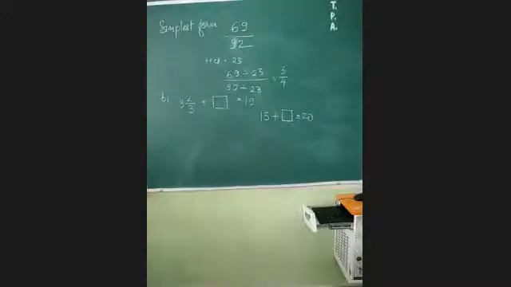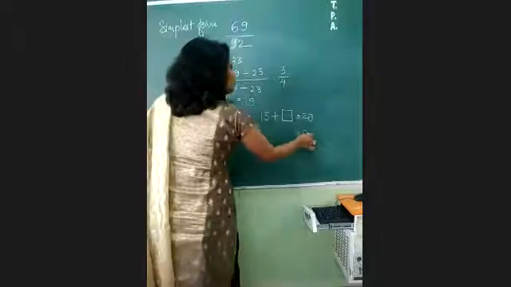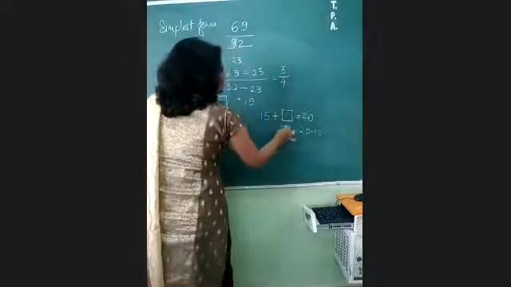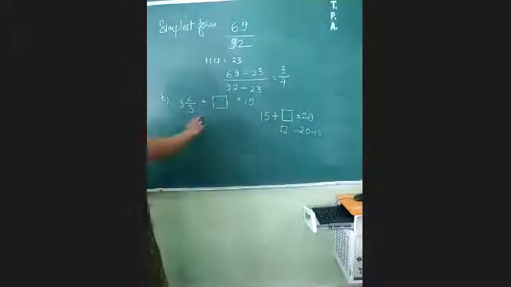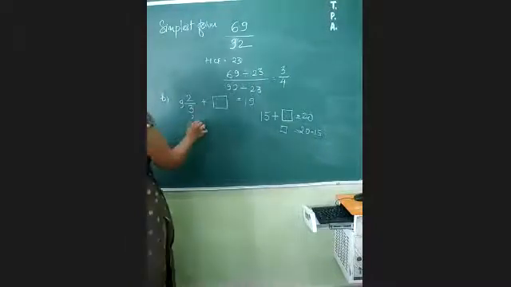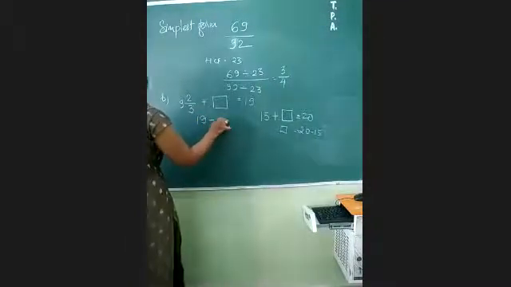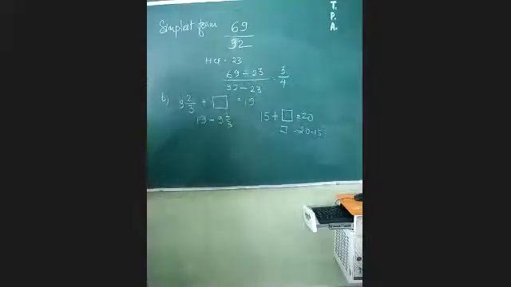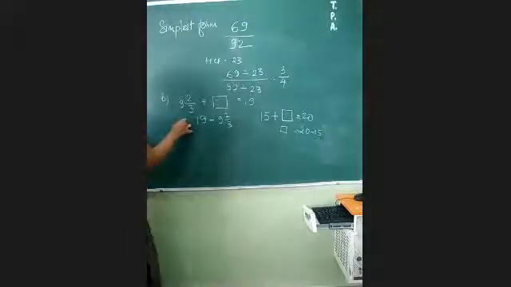By which number will you subtract? 20 minus 15. If you do 20 minus 15, you will get the value of the box. So the same thing you will apply in this also. You will subtract 19 minus 9 whole 2 by 3. 19 minus 9 whole 2 by 3. And when you subtract, you will get the value of this box.